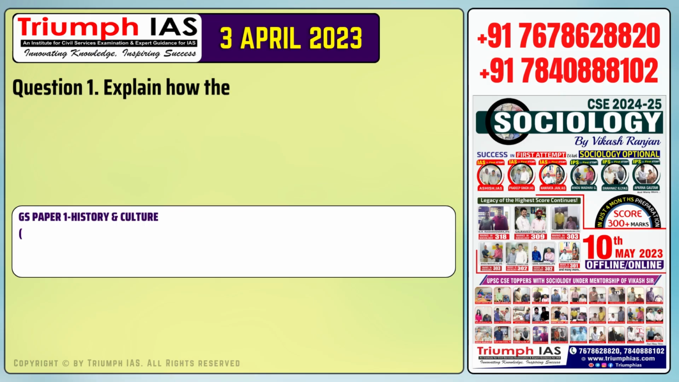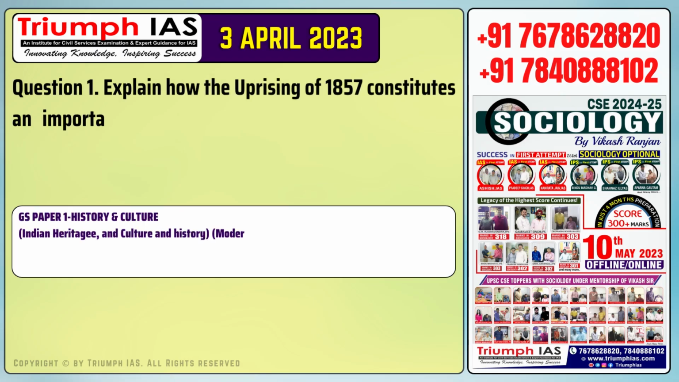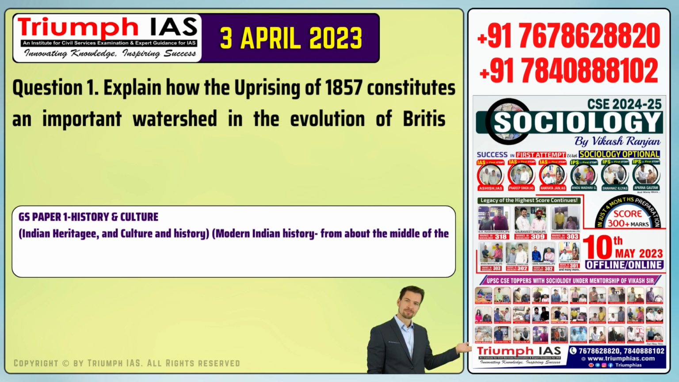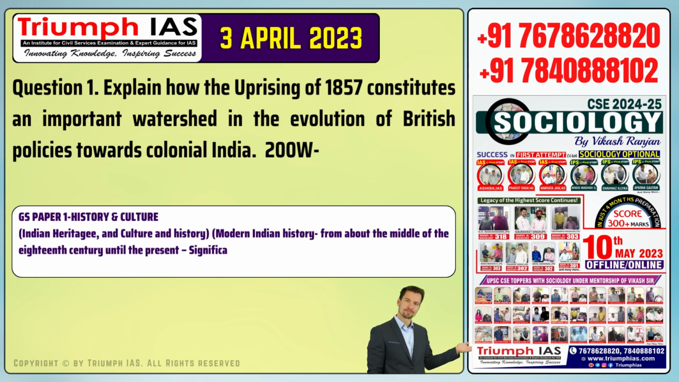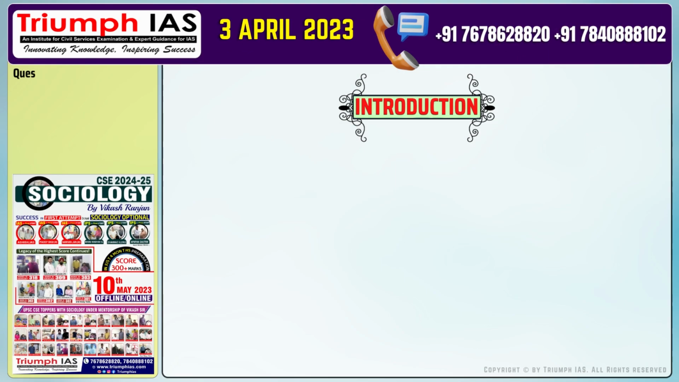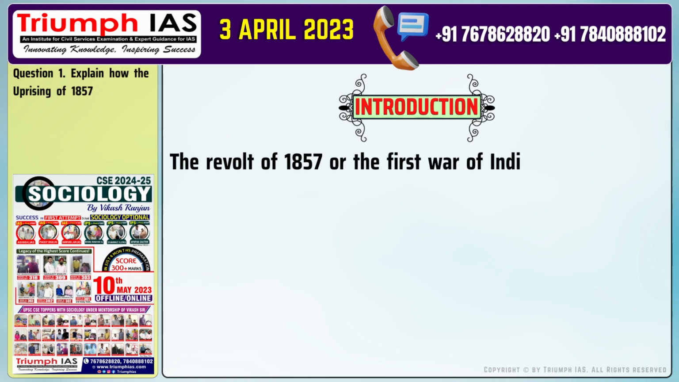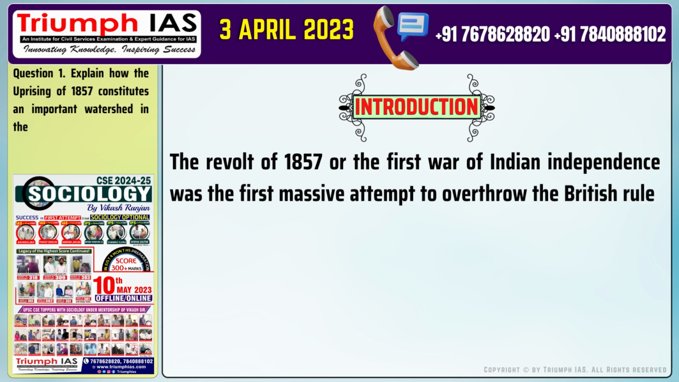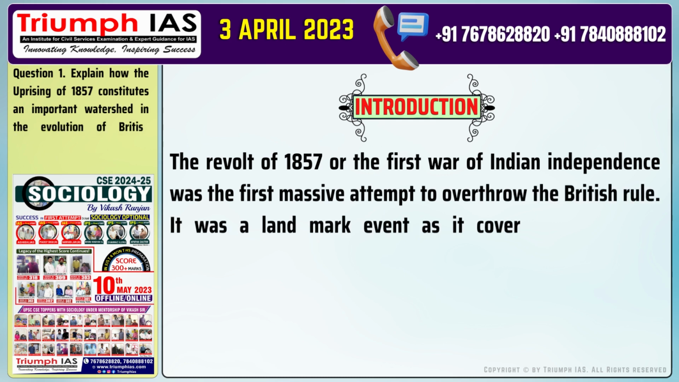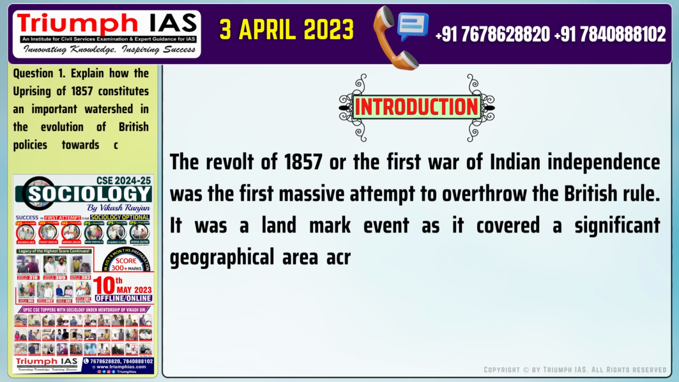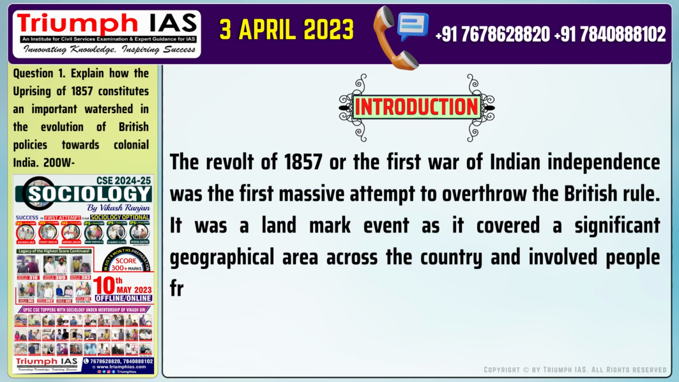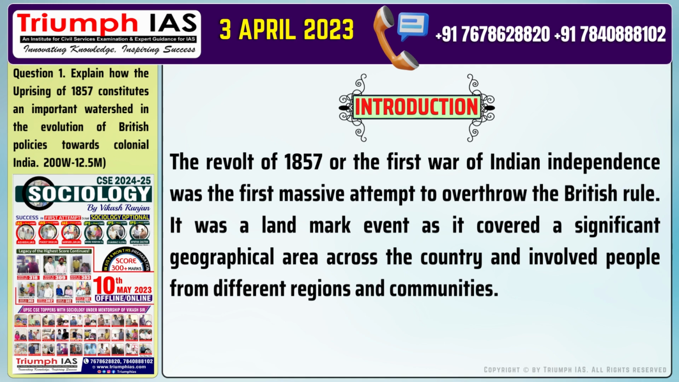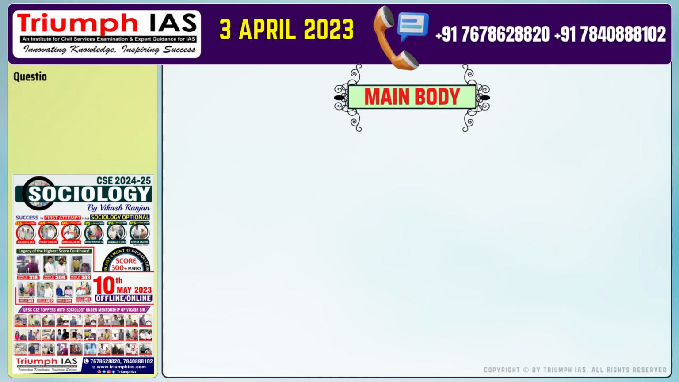Question number 1. Explain how the uprising of 1857 constitutes an important watershed in the evolution of British policies towards colonial India. Let's start with the introduction of the answer. The Revolt of 1857, or the First War of Indian Independence, was the first massive attempt to overthrow the British rule. It was a landmark event as it covered a significant geographical area across the country and involved people from different regions and communities. The main body of the answer should be number 1.